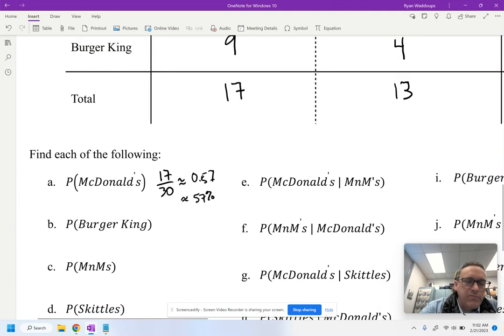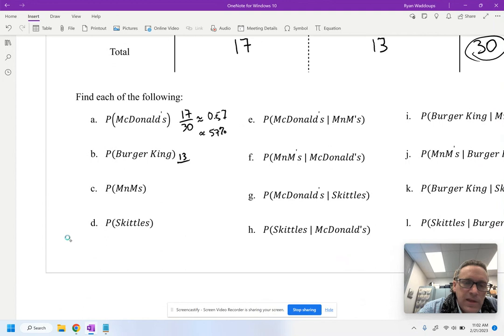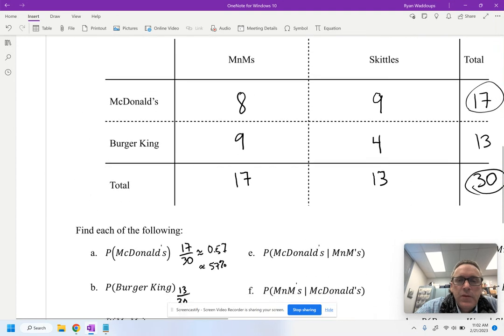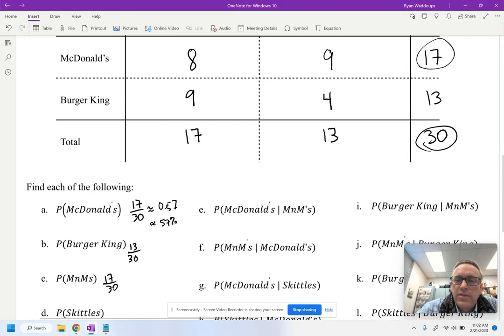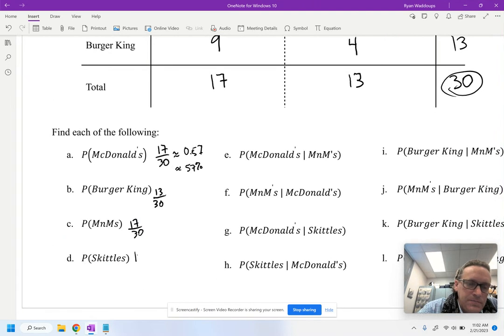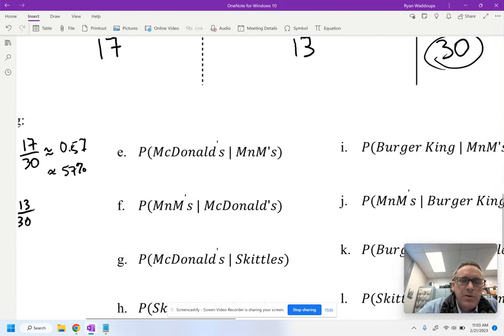So let's go ahead and do all of these. The probability of Burger King would be 13 out of 30. The probability of M&M's would be 17 out of 30. The probability of Skittles would be 13 out of 30. Now we've got conditional probabilities.